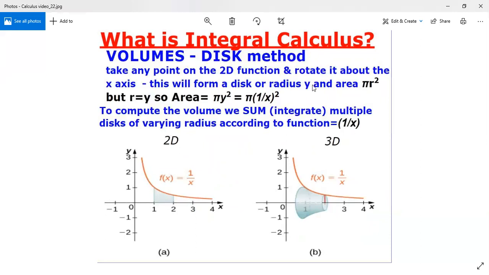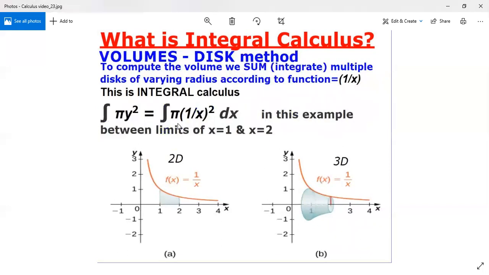We need pi r squared because what we're doing is slicing up this volume into discs. Each disc will have a different radius determined by its function in 2 dimensions, for example, 1 over x. So the area of each of the discs will be pi r squared. So r is the y dimension that's given by a function of x. If we replace r by y, and y by the function of x, in this particular example, we get an area of pi times 1 over x squared.